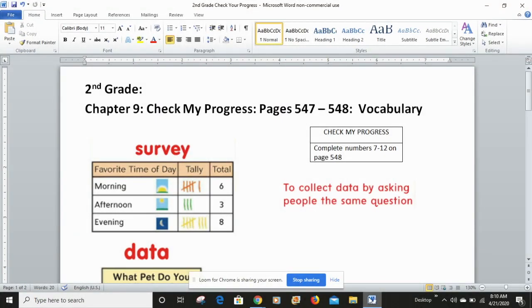Let's take a look at our matrix and see what we're going to be working on in math today. Hi, second graders. Let's look at our matrix and see what we're working on in math for Tuesday. It says check my progress. Complete numbers 7 through 12 on page 548.